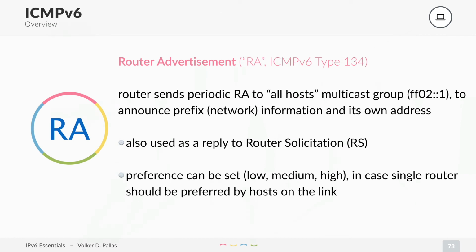With the RA, you can set a preference of low, medium, or high in case you have more than one router on the link and you want to prefer one. In the past, you probably used VRRP or HSRP, and in this case, you can just have two routers. One sends priority high, the other sends priority low, so the hosts on your network, without any configuration, will prefer the highest priority.